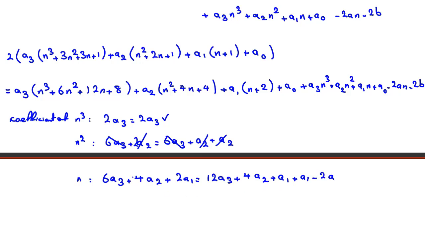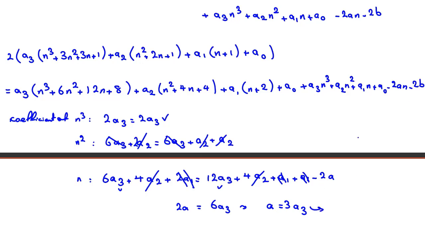Okay, so 6a3 here, 12a3. So we can simplify here. 6a3 will be left. 4a2 we can cancel. 2a1 we can cancel. We can take negative 2a to the left hand side. It's 2a. So we can say a equal to 3a3, if we don't have a careless mistake. The solution is similar to this, okay?